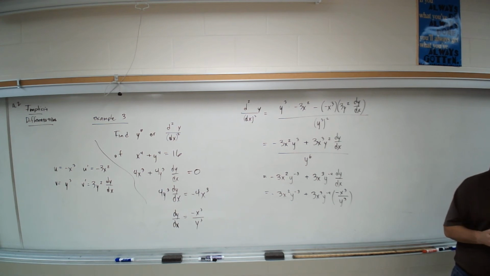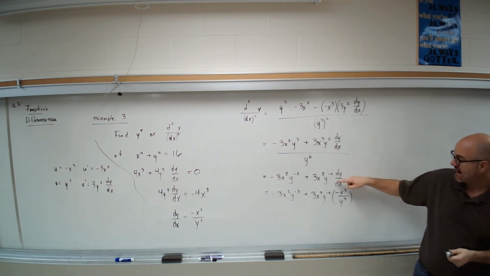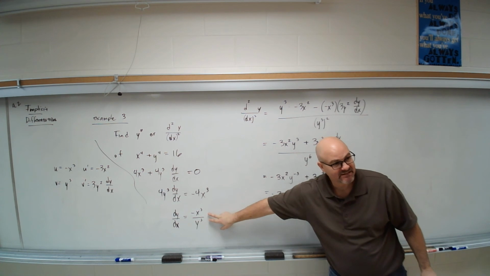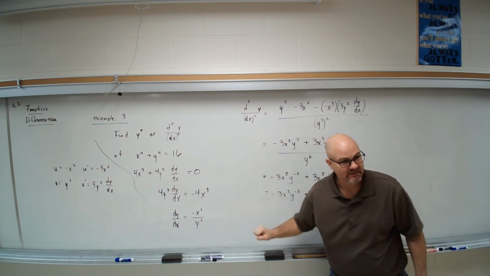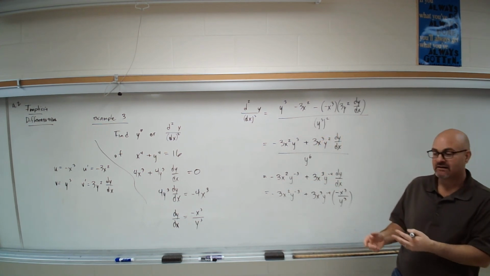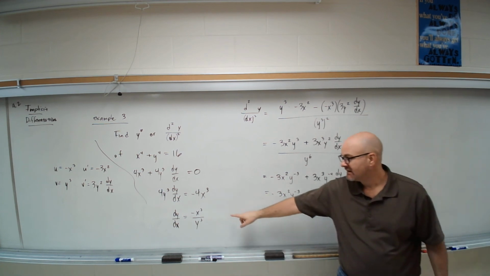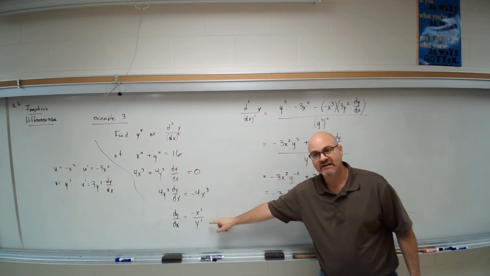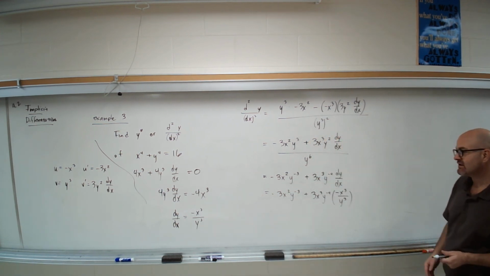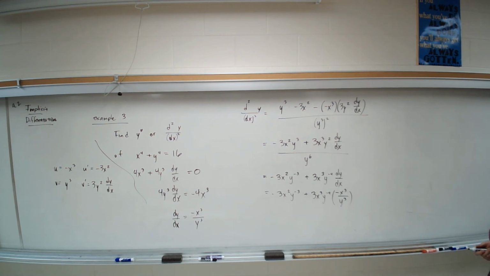Right, so again, I just took this piece out and replaced it with this fact right over here. That's all just a substitution. We had dy over dx. We know from our first derivative that dy over dx equals negative x cubed over y cubed. This does not seem like it's getting much simpler looking.